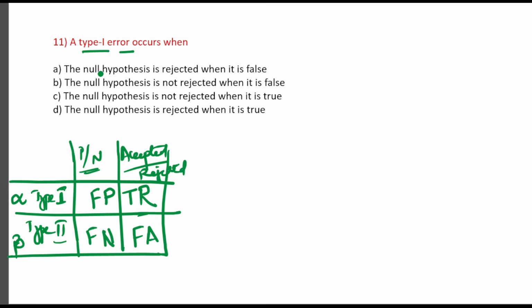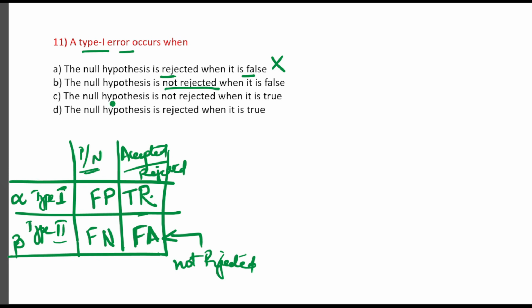Option A, they gave that the null hypothesis is rejected when it is false. Is it possible? Rejected when it is false is wrong, so this is not the answer. The null hypothesis is not rejected when it is false. Not rejected when it is false is what? Not rejected implies it is accepted. When it is accepted when it is false, it is this box.